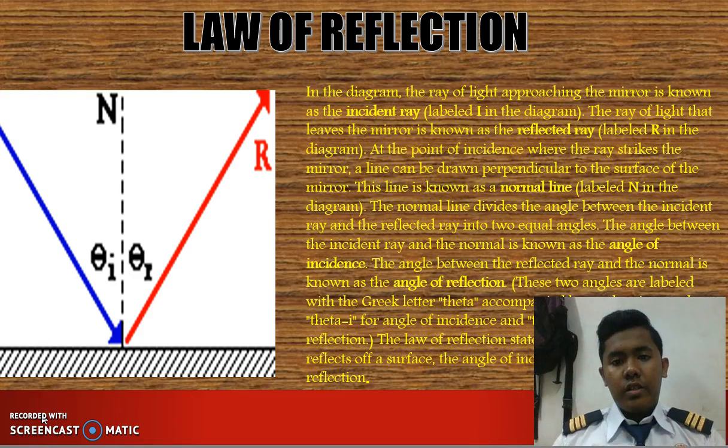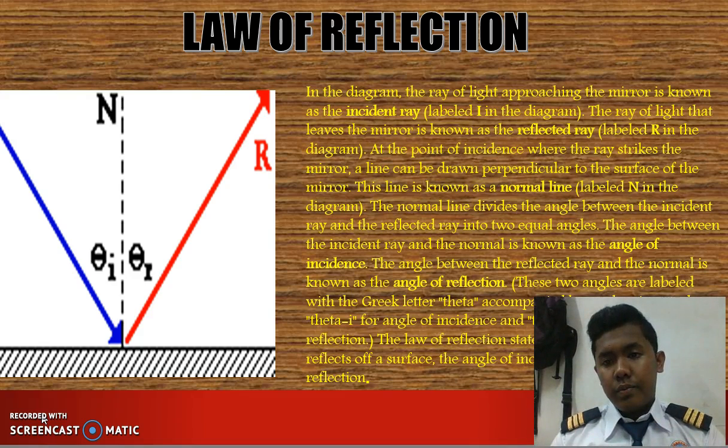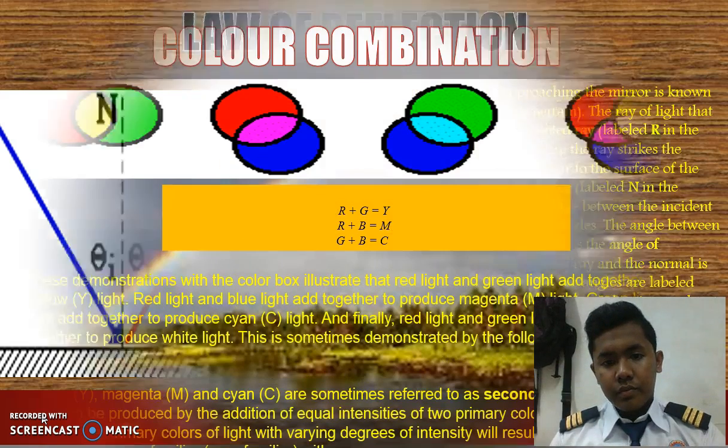Law of reflection. In the diagram, the ray of light approaching the mirror is known as the incident ray. The ray of light that leaves the mirror is known as the reflected ray. At the point of incidence where the ray strikes the mirror, a line can be drawn perpendicular to the surface of the mirror. This line is known as the normal line.